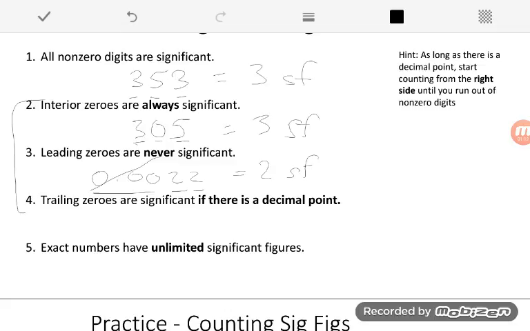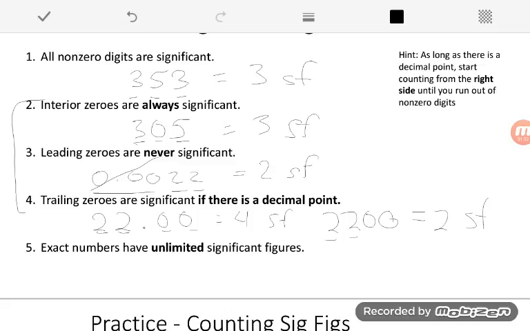Trailing zeros are only significant if there's a decimal point. So let's say I had 22.00. Here I have a decimal point, so all the zeros that come after that decimal point are going to be significant. So I have 1, 2, 3, 4 significant figures. On the other hand, let's say I had 2200. There is no decimal point here. Since there is no decimal point, these trailing zeros don't count. So I'm just going to have 1, 2. So here I'm going to have 2 significant figures.